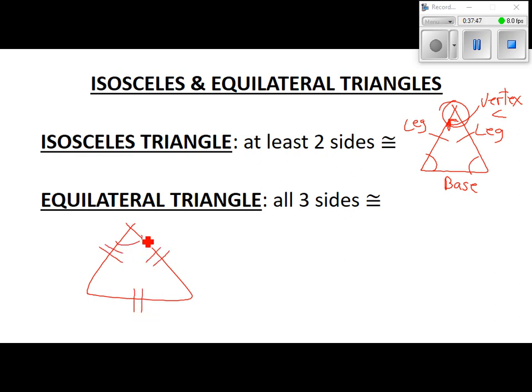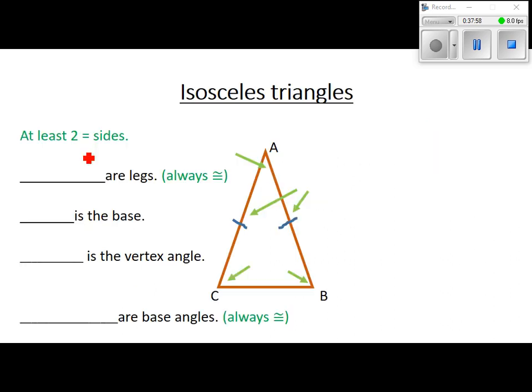And it's also got to be equiangular, so all 3 angles are congruent. Each angle is 60 degrees, we know that. So on and so on. And most of that's going to be on these next few slides.